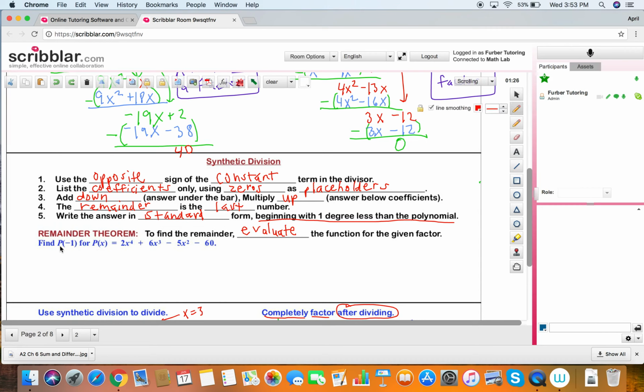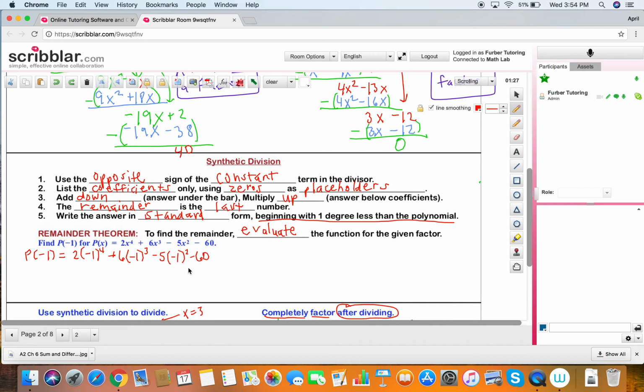So it says find p of -1 for this polynomial. P of x equals 2x to the 4th plus 6x cubed minus 5x squared minus 60. So what they're telling you is find out what would happen in this polynomial if I plugged in a -1 for all the x's. Okay, so that's what we're going to do. We're going to write them out, and every time we see an x, we're going to put in a -1. Okay, that's what we're going to do.